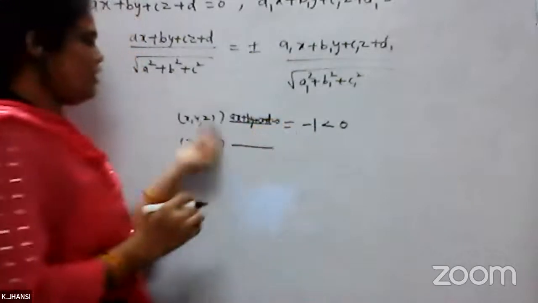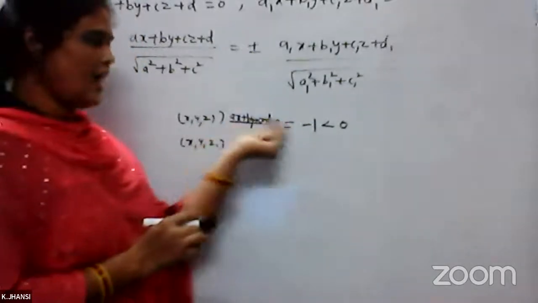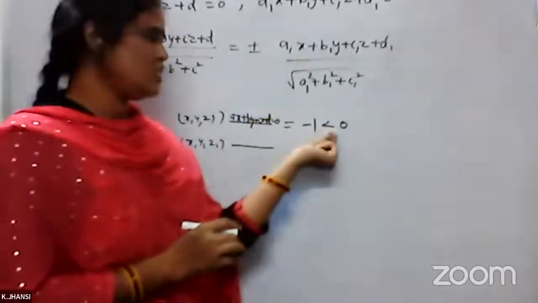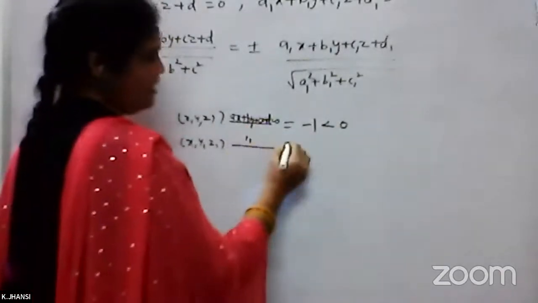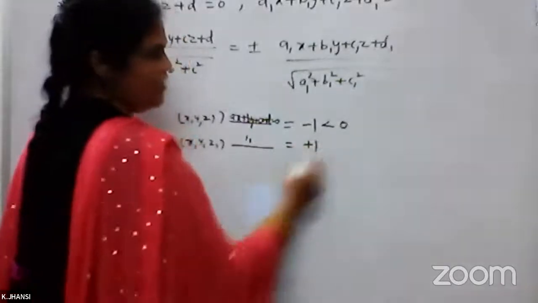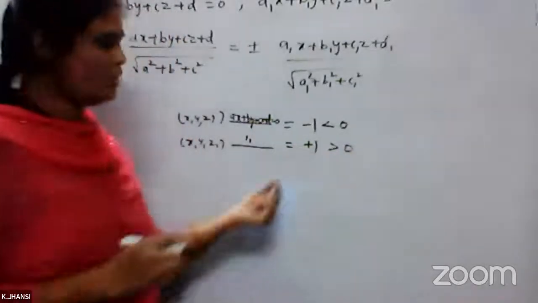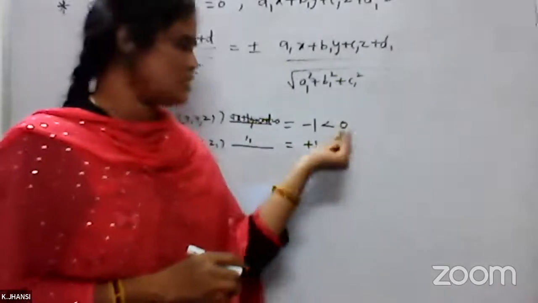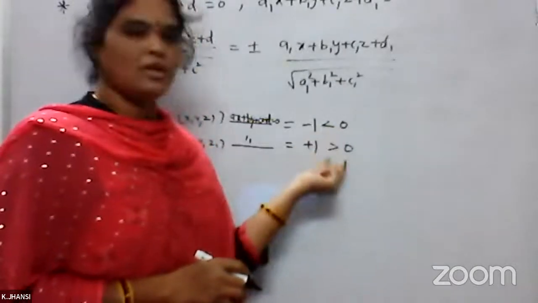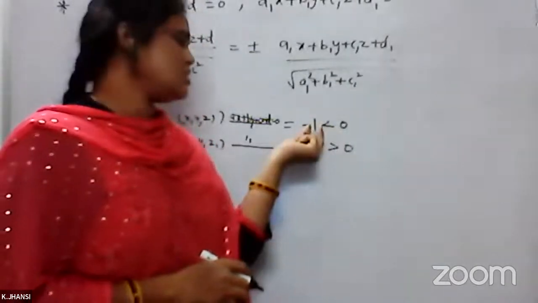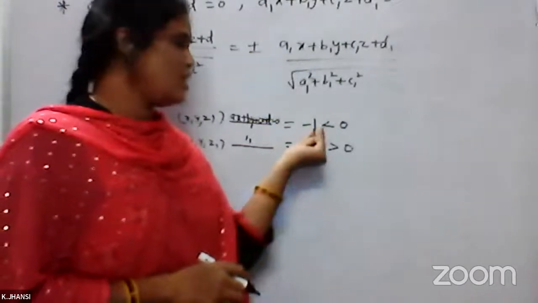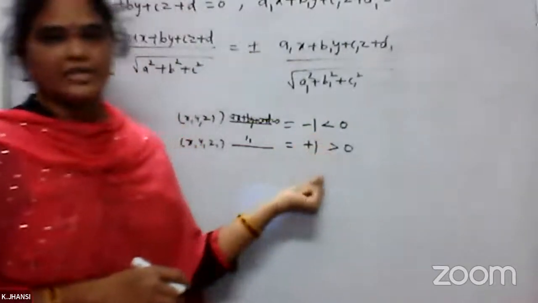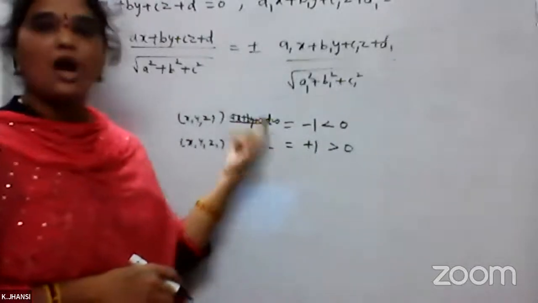Okay. So if you substitute this point and get a negative value, less than 0, and if you substitute another point in the same plane and get +1, greater than 0, then they have opposite signs. This one is positive, this one is negative. It means they are on opposite sides. The two points are present on the opposite sides of the plane.